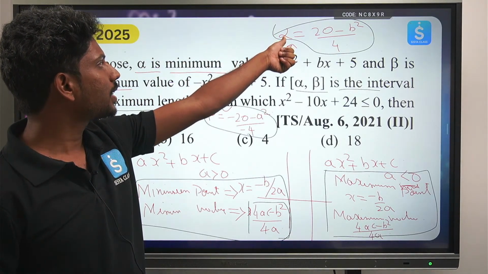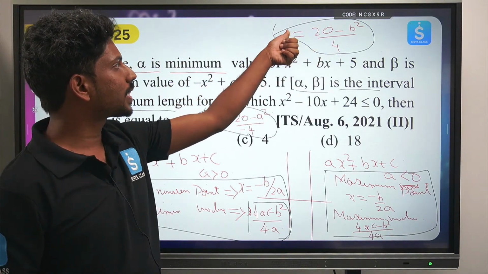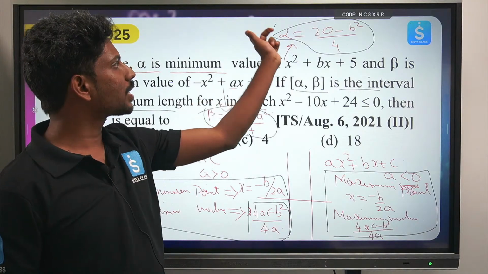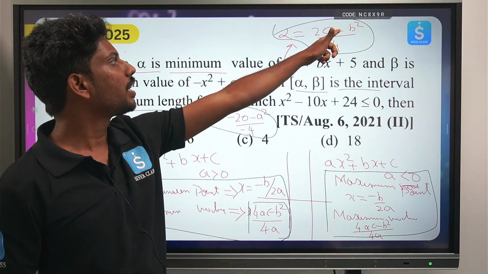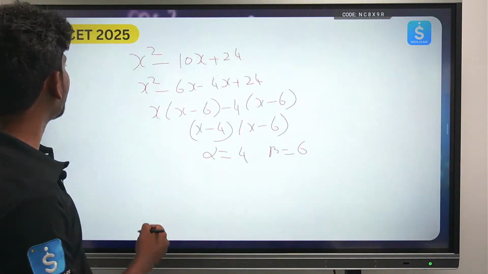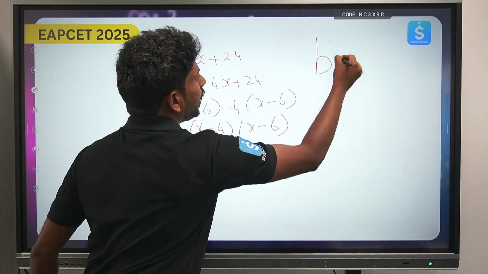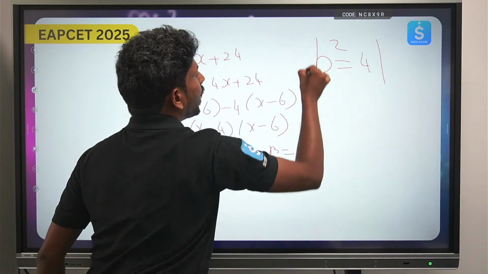Once you have the alpha and beta values, now try to substitute. Alpha is nothing but 4. So 4 into 4 is 16. So 16 minus 20 will be minus 4. So minus 4 is equal to minus b square. You have got the value of b square directly, equal to 4. So just highlight this: b square equals 4 if you try to solve that equation.